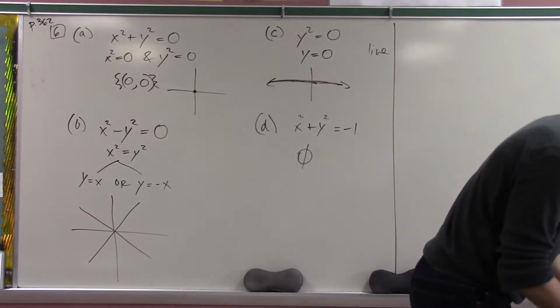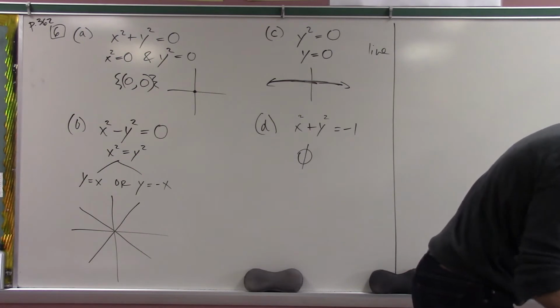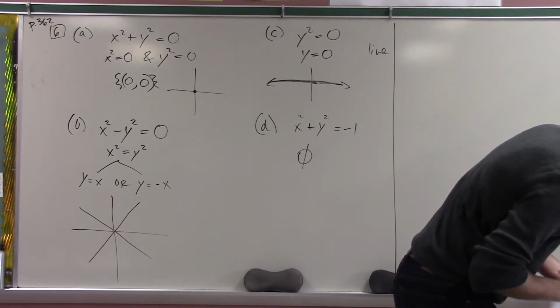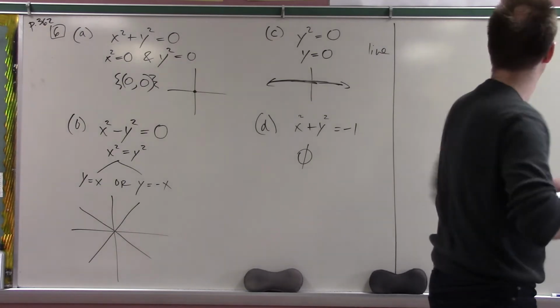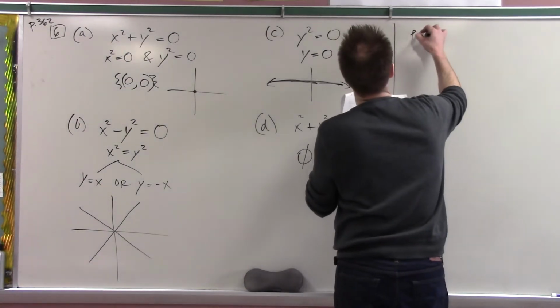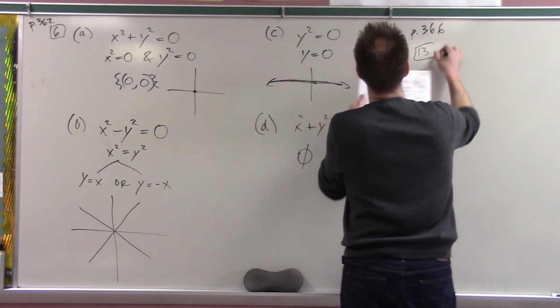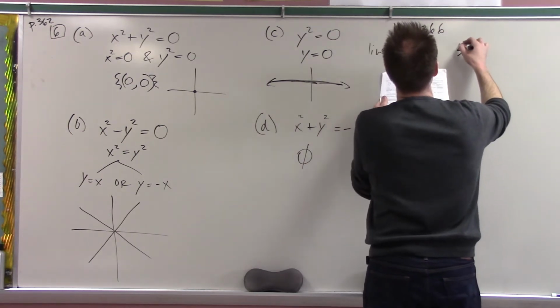What was the next section? 366. These were just kind of chillish practice problems, yeah? Should we do one of them or not even? Not even. I would do 13. 14 is... I can do 13. I'm going to be very casual about it, however.